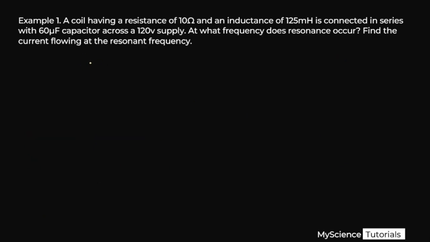Okay, so we have example number 1. A coil of resistance 10 ohms and an inductance of 125 millihenry is connected in series with a 60 microfarad capacitor across a 120 volt supply. At what frequency does the resonance occur? Find the current flowing at that resonant frequency.